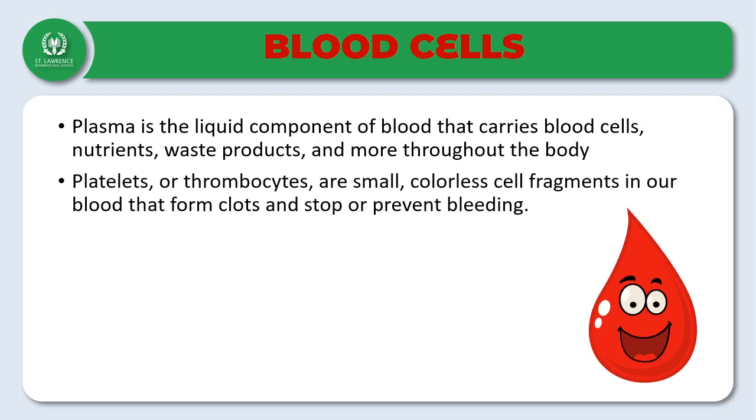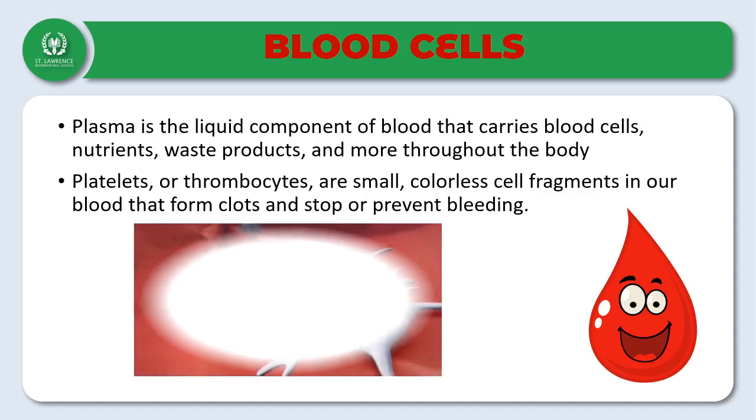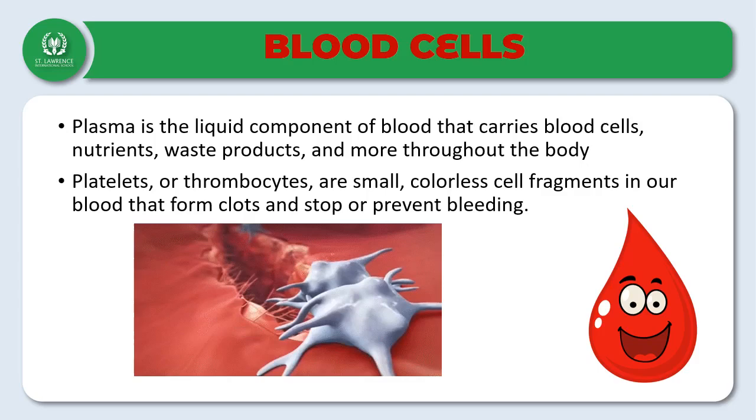So what are these platelets? These platelets are also called as thrombocytes. These are small colorless cell fragments in our blood that form clots and stop or prevent bleeding. Children, you would have noticed when you have experienced some small cuts in your finger or hand, once the blood starts coming out from the cut, after some time the blood stops, right? When we have some minor injuries, the blood stops. So who is responsible in our body for stopping this blood flow?